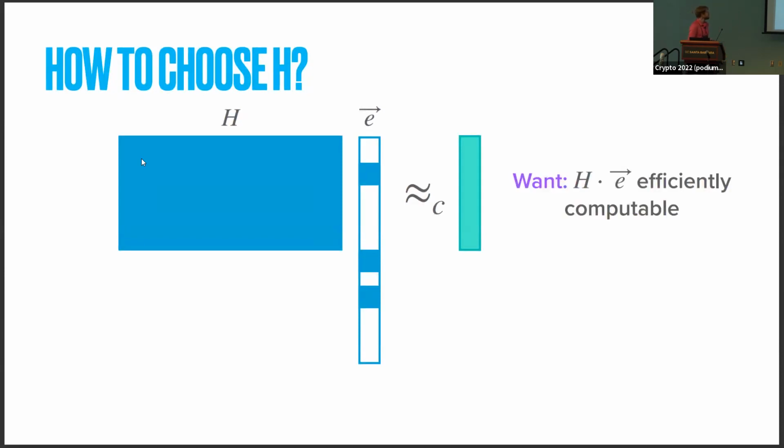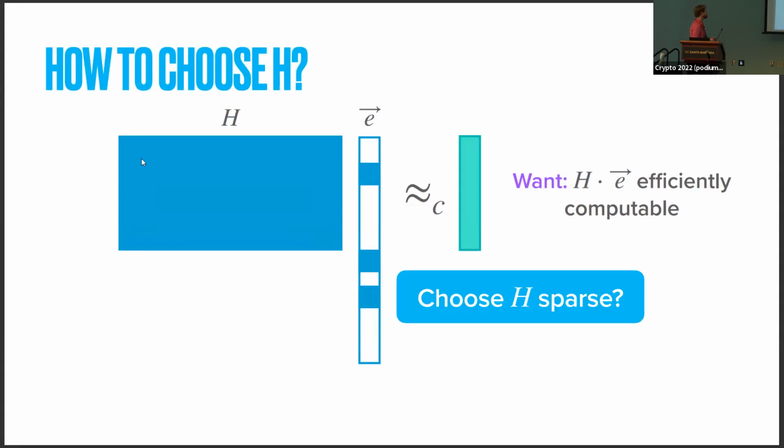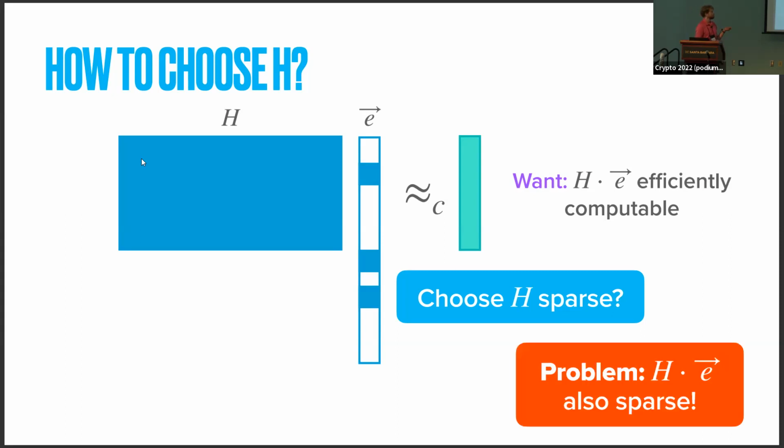If we want this to be as efficiently computable as possible, a very nice solution would be to take H very, very sparse. Say it only has about 10 non-zeros per row, and then you just look up 10 coordinates in e and sum them up. But it might not take you too long to convince yourself that the problem is that the output of H times e will then also be sparse. If I take a dot product between a sparse thing and another sparse thing, the output is going to be biased towards 0. So in particular, I can distinguish it from uniform.